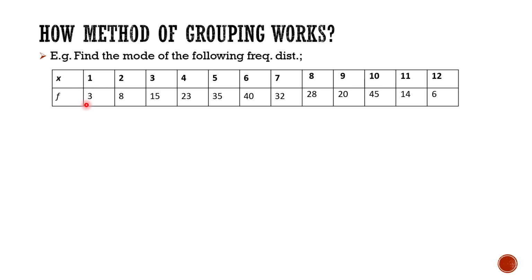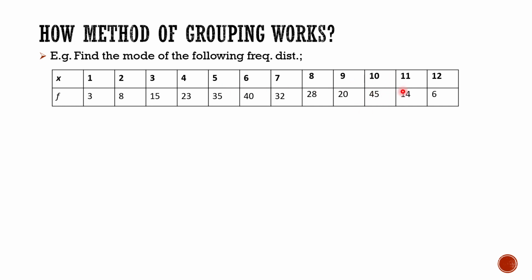As you can see, the frequencies are increasing from 3 to 8 to 15, 23 for 4, 35 for 5, 40 for 6. So here you can see that 6 has the frequency 40. And as we move ahead, the frequencies are decreasing, but suddenly we have a value x, and for that the frequency is 45. That is the maximum in this overall frequency distribution.